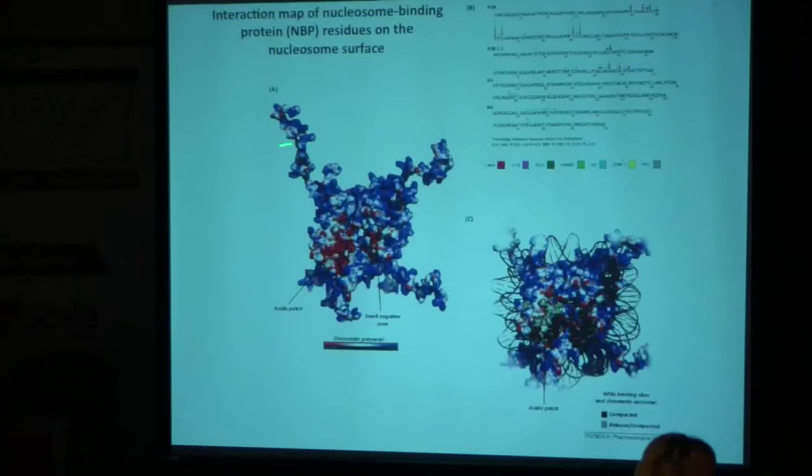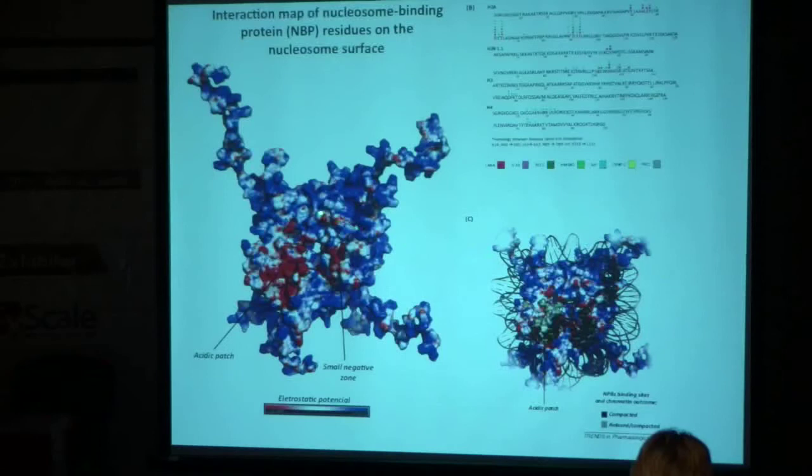Here is a map of the structure, an electrostatic map on the surface of the nucleosome. This is a very acidic region in the nucleosome, and amazingly, this region is important for lots of protein interactions. These are proteins that come to the nucleus and act as transcription factors and as recruiters of lots of other proteins to open the chromatin, interacting in this region. But besides this, there are other pieces of the nucleosome that are also important for the interaction of other proteins.